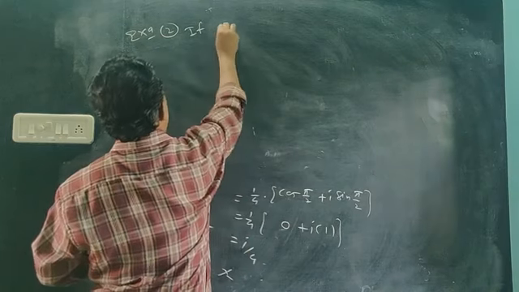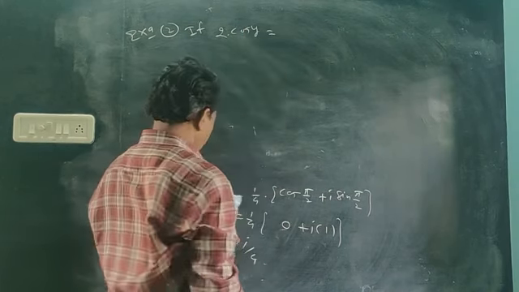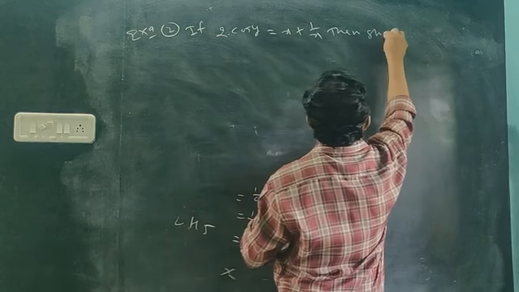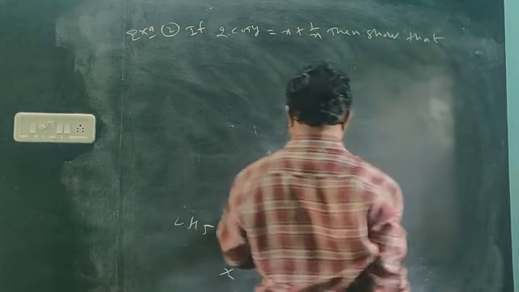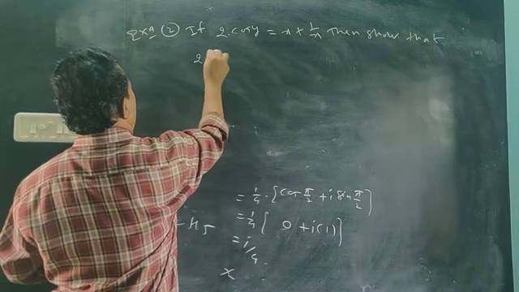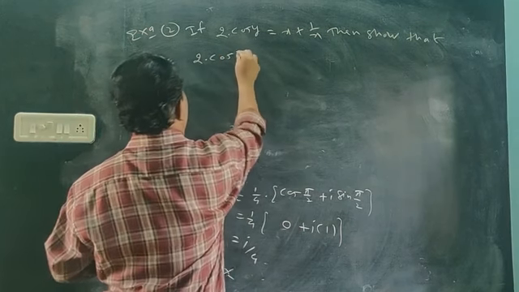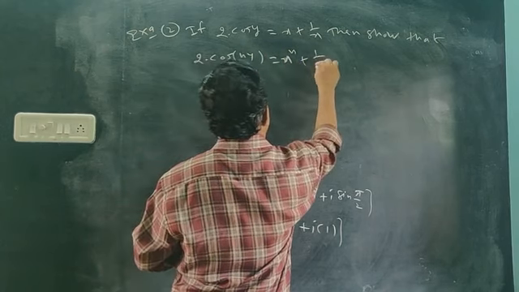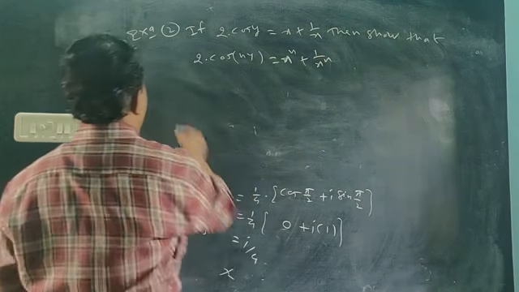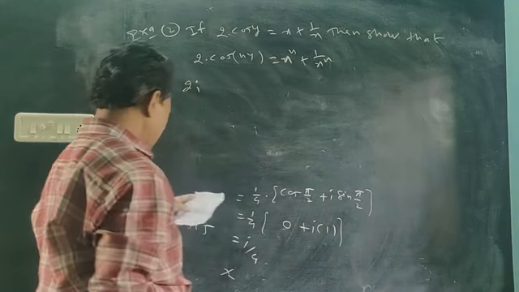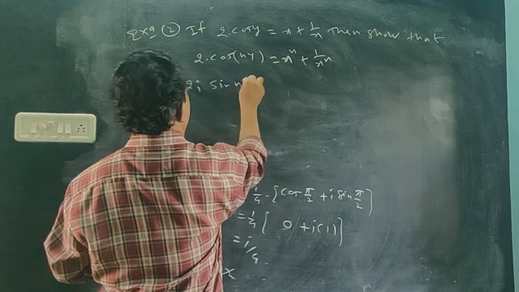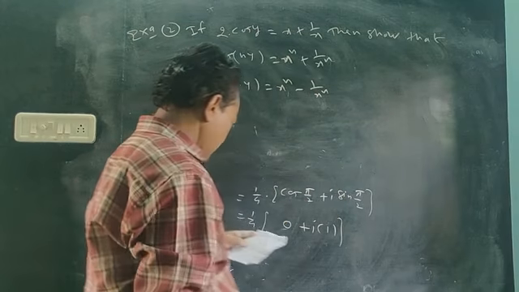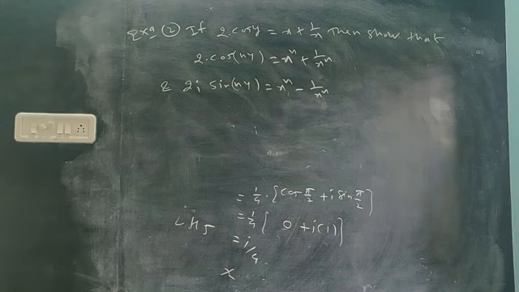If 2 cos phi equals x plus 1 by x, then show that x raised to power n plus 1 upon x raised to power n is 2 cos of n phi, and x raised to power n minus 1 upon x raised to power n is 2i sin n phi. Addition gives cos, subtraction gives sin.